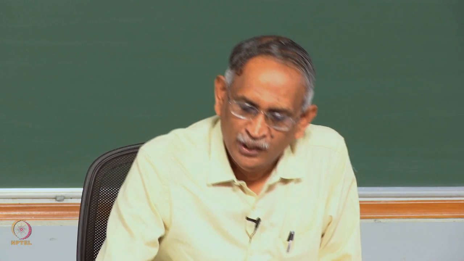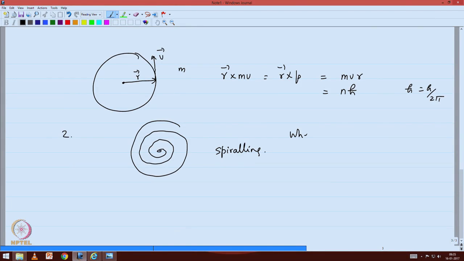And therefore, what Niels Bohr suggested was that when the electron is in one of these orbits, it does not lose any energy. It conserves its energy. No loss of energy is possible.